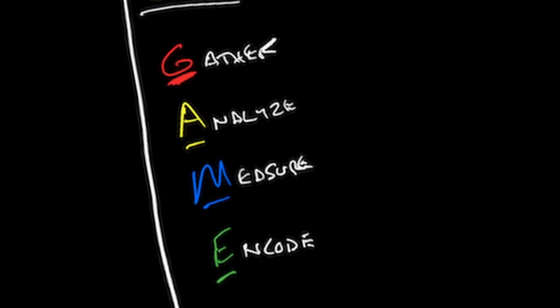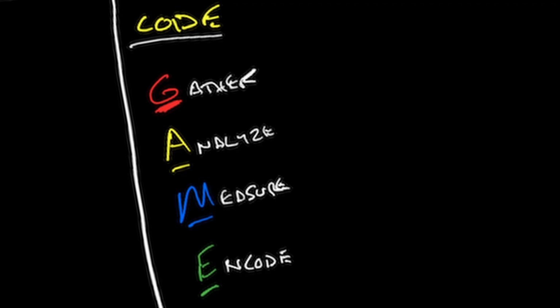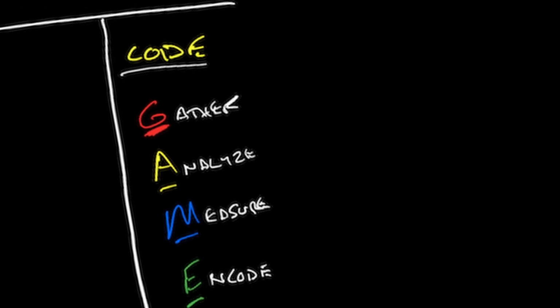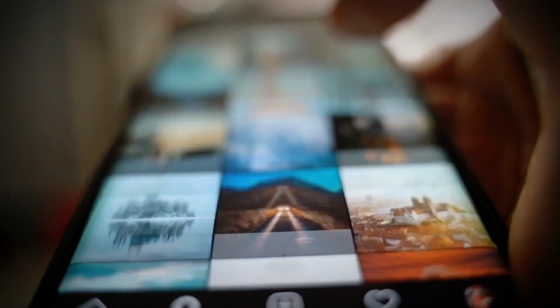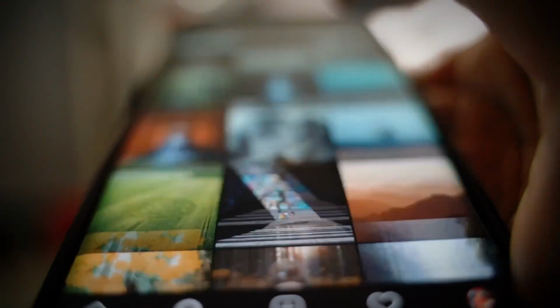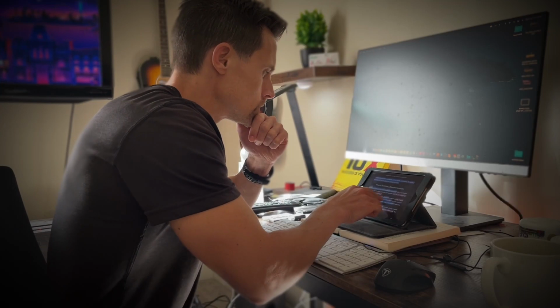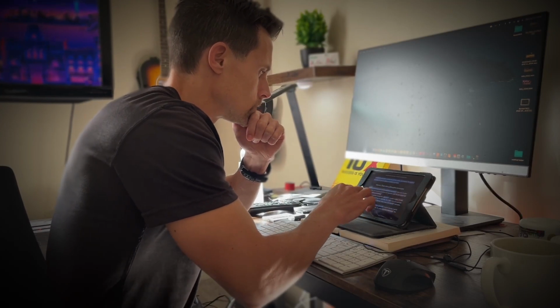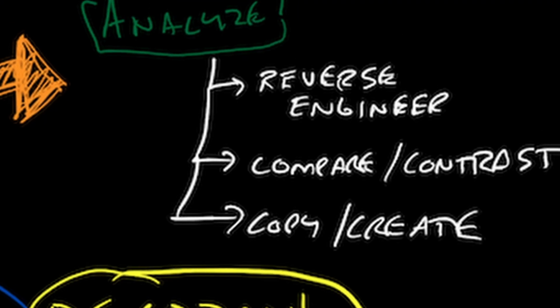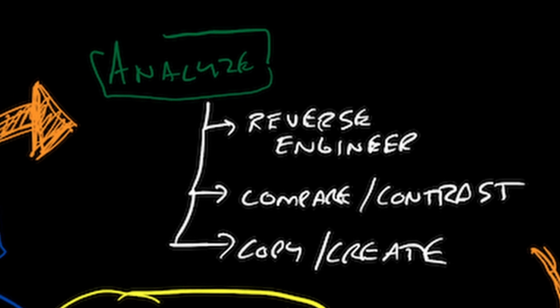So now this is the fun section. In the coding area, I created a mnemonic called GAME, G-A-M-E, and this stands for gather, analyze, measure, and encode. So whenever you want to decode greatness, you want to gather tons of examples to give you ideas of what's possible. You then want to analyze those examples, and he gives 3 main areas of how to do this: by reverse engineering, comparing and contrasting, copying and creating.